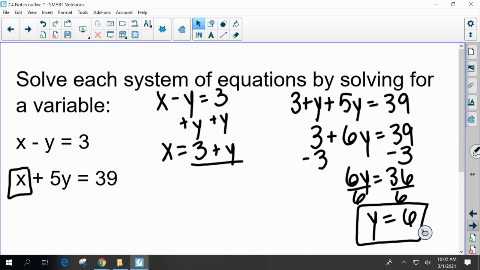I still need to go back and solve for x. So I'm going to take y equals 6 and plug it into my equation, x minus y equals 3. So x minus 6 would have to equal 3. So x would have to equal 9.